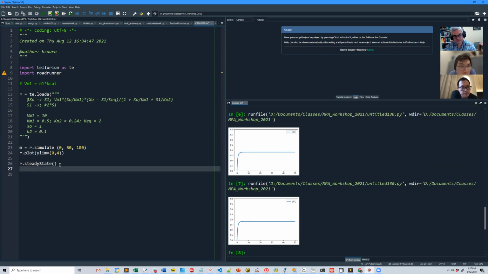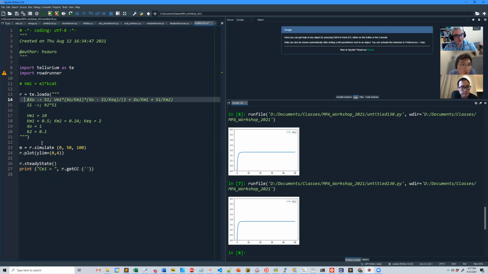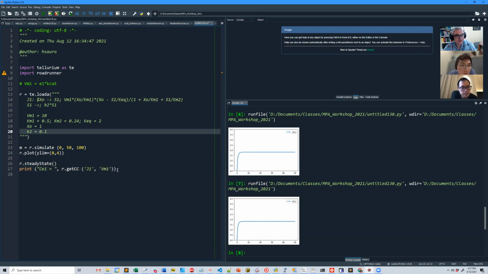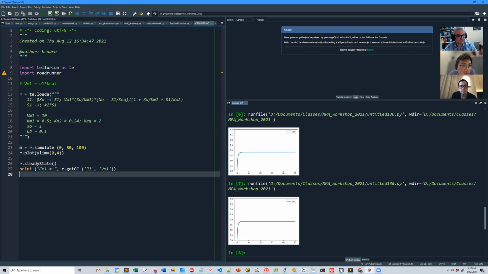Let's compute the control coefficient, shall we? Print. So this is going to be the first one, C1. R get CC. I need to put the fluxes in. Let's call it J1. I'll copy this to the chat in a second. VM1. Let's copy this to the chat to get you started. Yeah, it's in chat. And I'll print the other one.